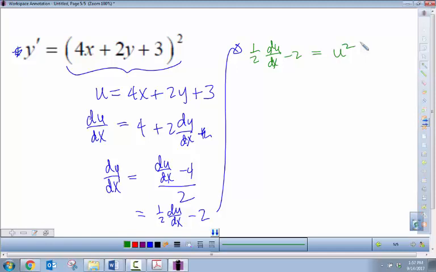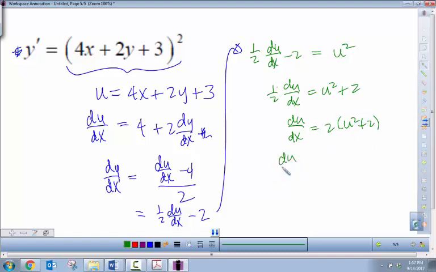and now you just have a function of u. It's separable, is it? 1/2 du/dx is equal to u squared plus 2, and then I'll multiply everything by 2. du/dx is equal to 2 times this. And then now it's separable. du over u squared plus 2 is equal to 2 dx.